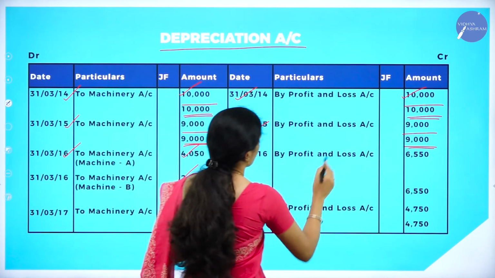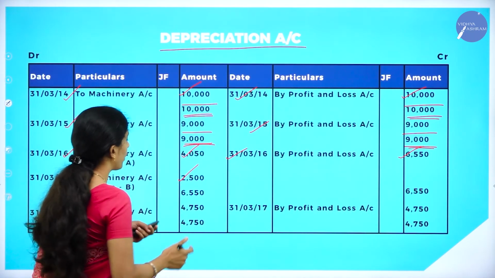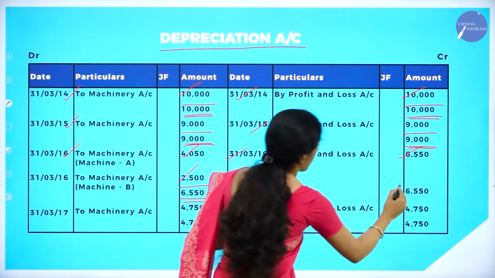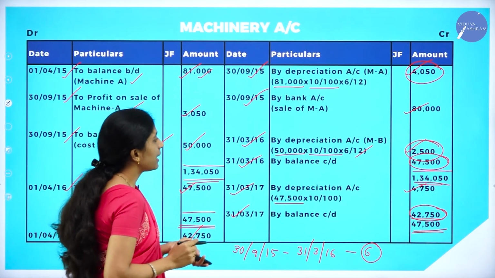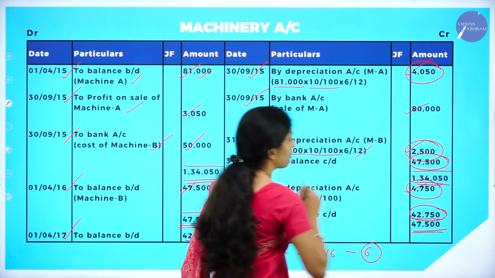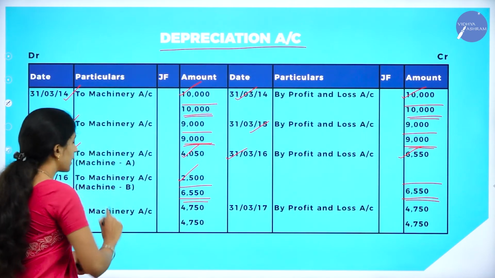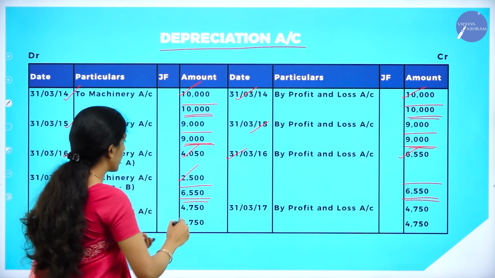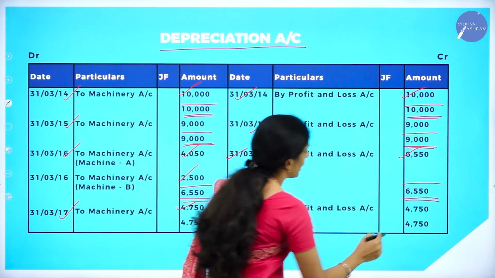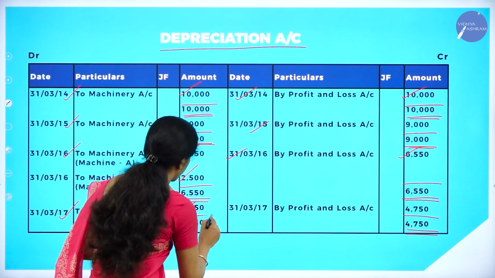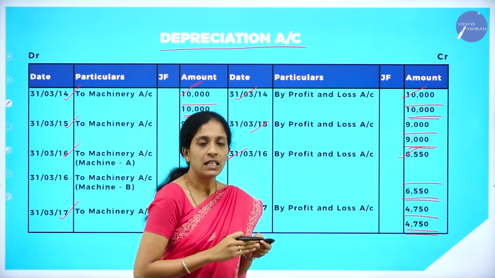31st-3-2016 by profit and loss account. So, the total of both, that is 4,050 and 2,500, is 6,550. So both the sides will be 6,550. Now coming to the next one. In the last year, we have a depreciation of 4,750. So transfer that to profit and loss account. So, 31st-3-2017 to machinery account 4,750, and here also 31st-3-2017 by profit and loss account 4,750. So this is how you are going to prepare the depreciation account.